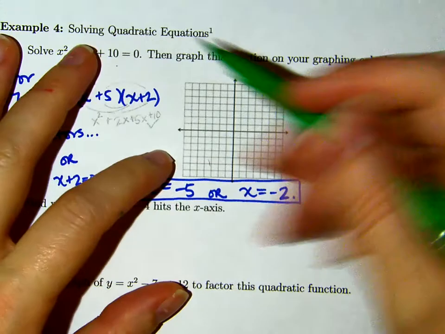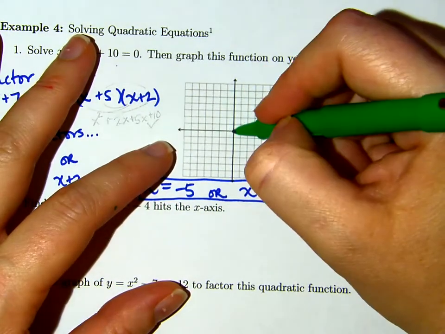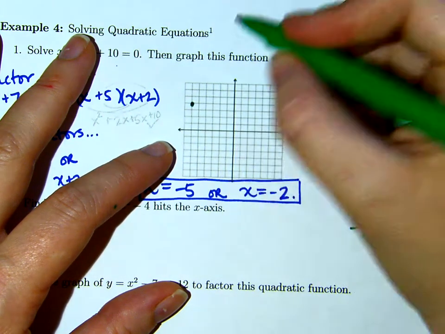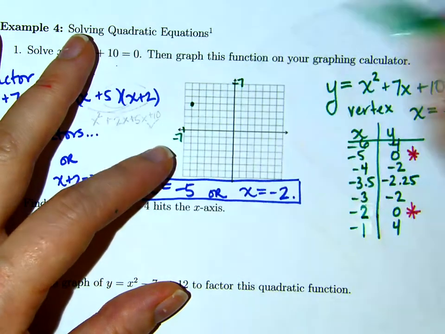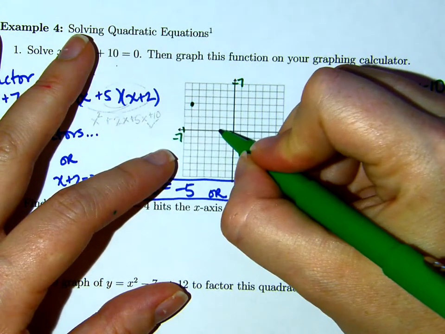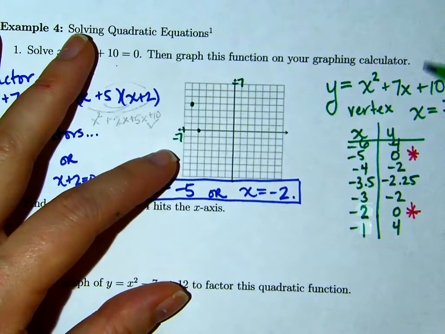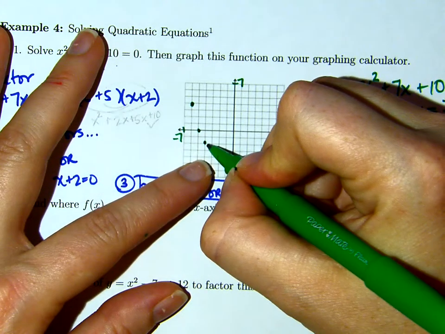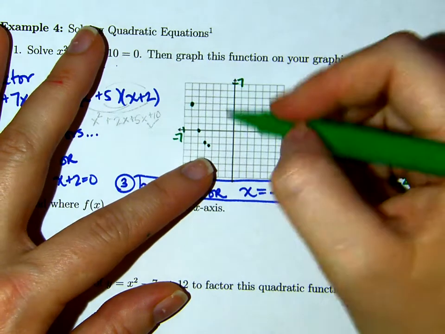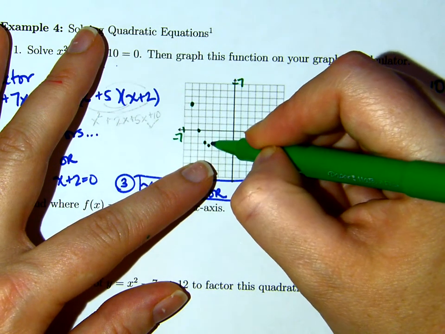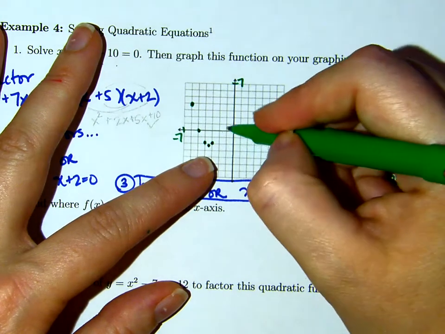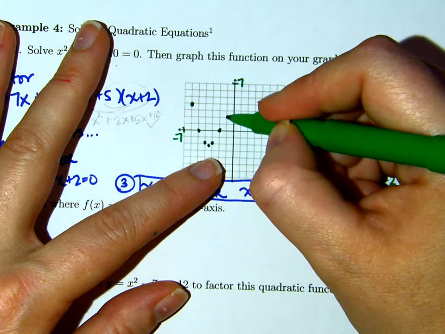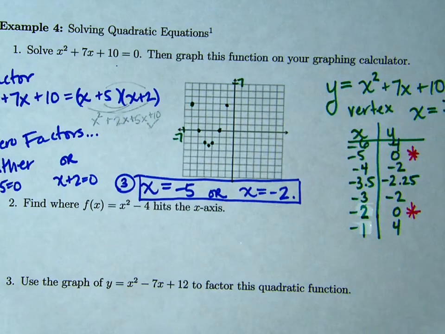So I'm going to count by ones. So 1, 2, 3, 4, 5, 6 to the left, 1, 2, 3, 4 up. -5, 0, 1, 2, 3, 4, 5 to the left. 4, -2, 1, 2 down, -3.5, -2.25. Got it. -3, -2, 1, 2, 3 down 2. Got it. Negative 2, 0. 1, 2 to the left, plot. Negative 1 to the left, or 1 to the left, and 1, 2, 3, 4 up. There's our parabola.